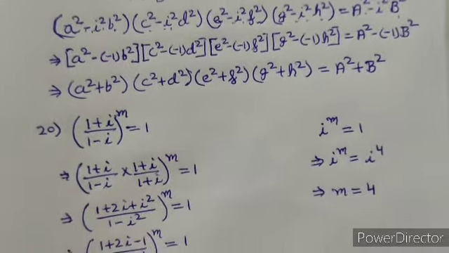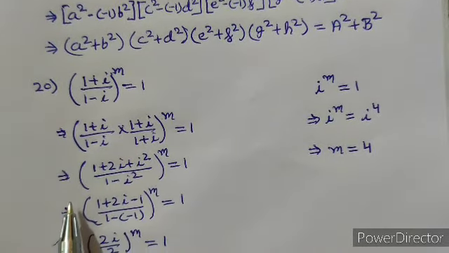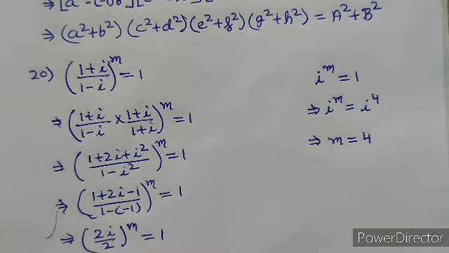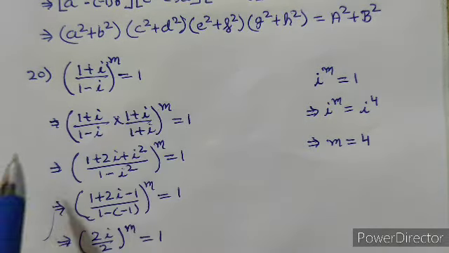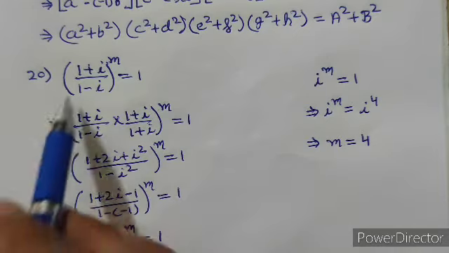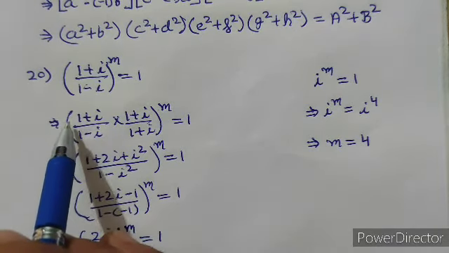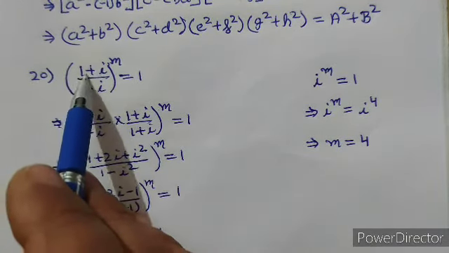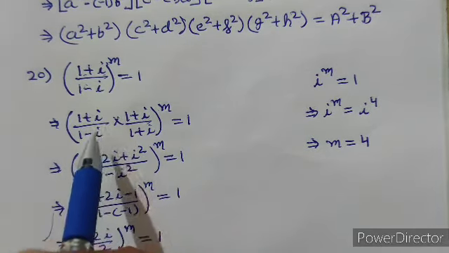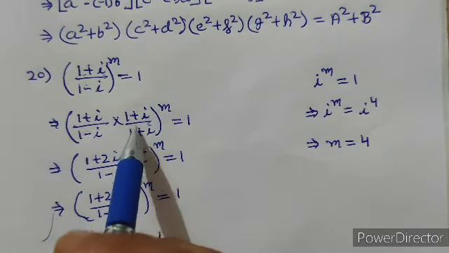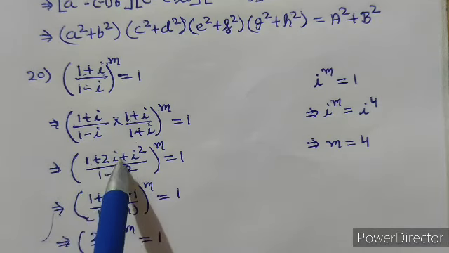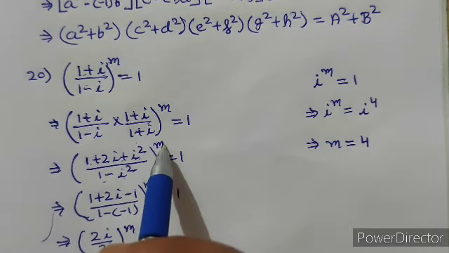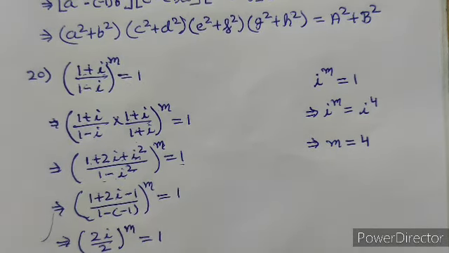Now in question number 20, (1 plus i upon 1 minus i) raised to power m is equal to 1. This is given to us. We have to find the value of m. Now, first of all, we will rationalize 1 plus i upon 1 minus i by multiplying its numerator and denominator by 1 plus i, and that will give us 1 plus 2i plus i square upon 1 minus i square, raised to power m is equal to 1.